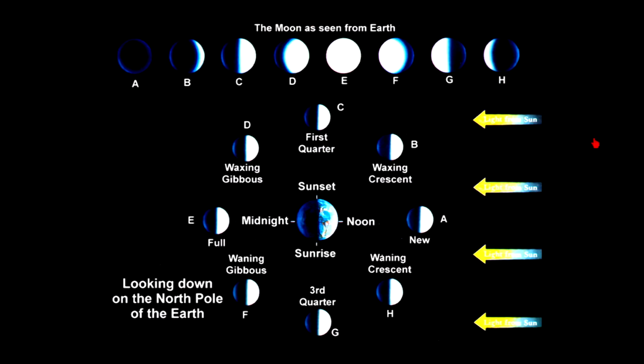So let's go back to a picture like this, slightly different than the one we saw a few minutes ago. This one now is using the terminology that we just learned. The difference is that there are letters instead of numbers, but it works the same way. We're looking down on the north pole of the Earth, as you see indicated down here, sunlight coming from the right. Notice the new moon phase, and then we have waxing crescent all the way to first quarter, and then we have waxing gibbous all the way to full, and then we have waning gibbous all the way to third quarter, and then we have waning crescent all the way back to new.